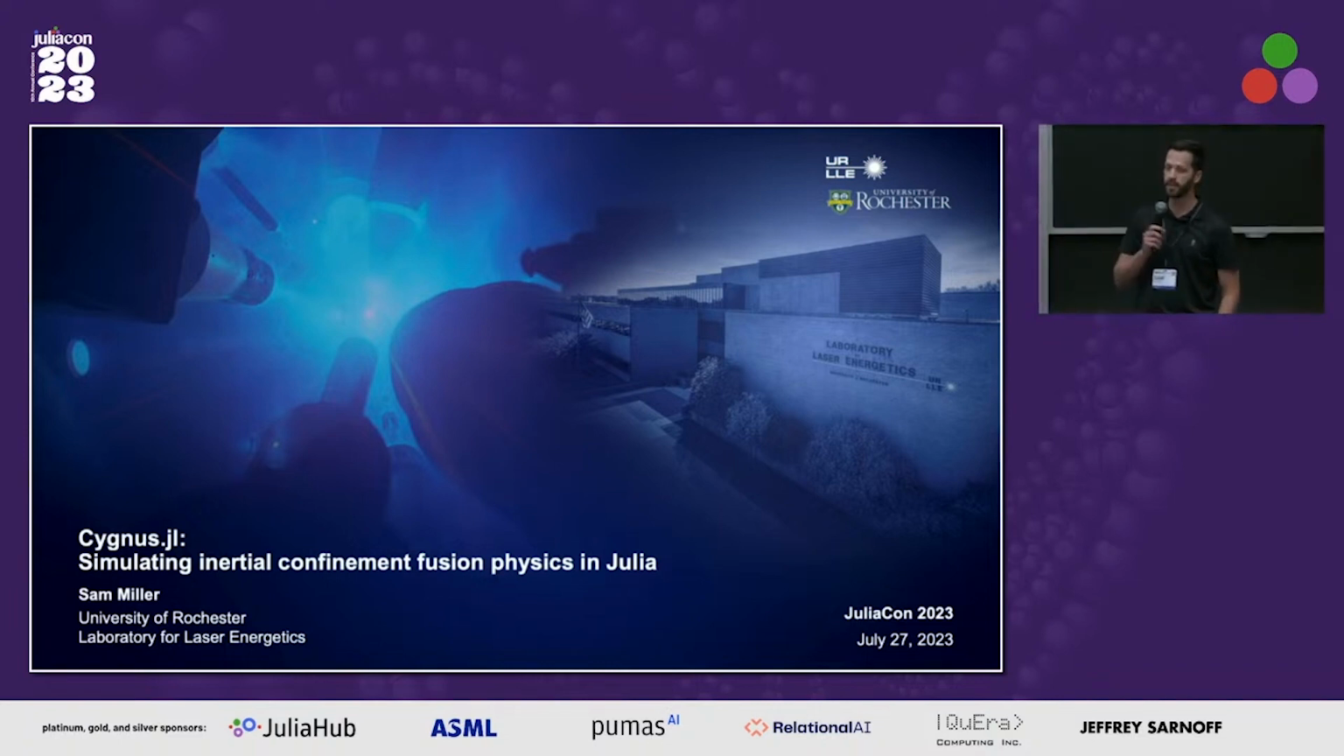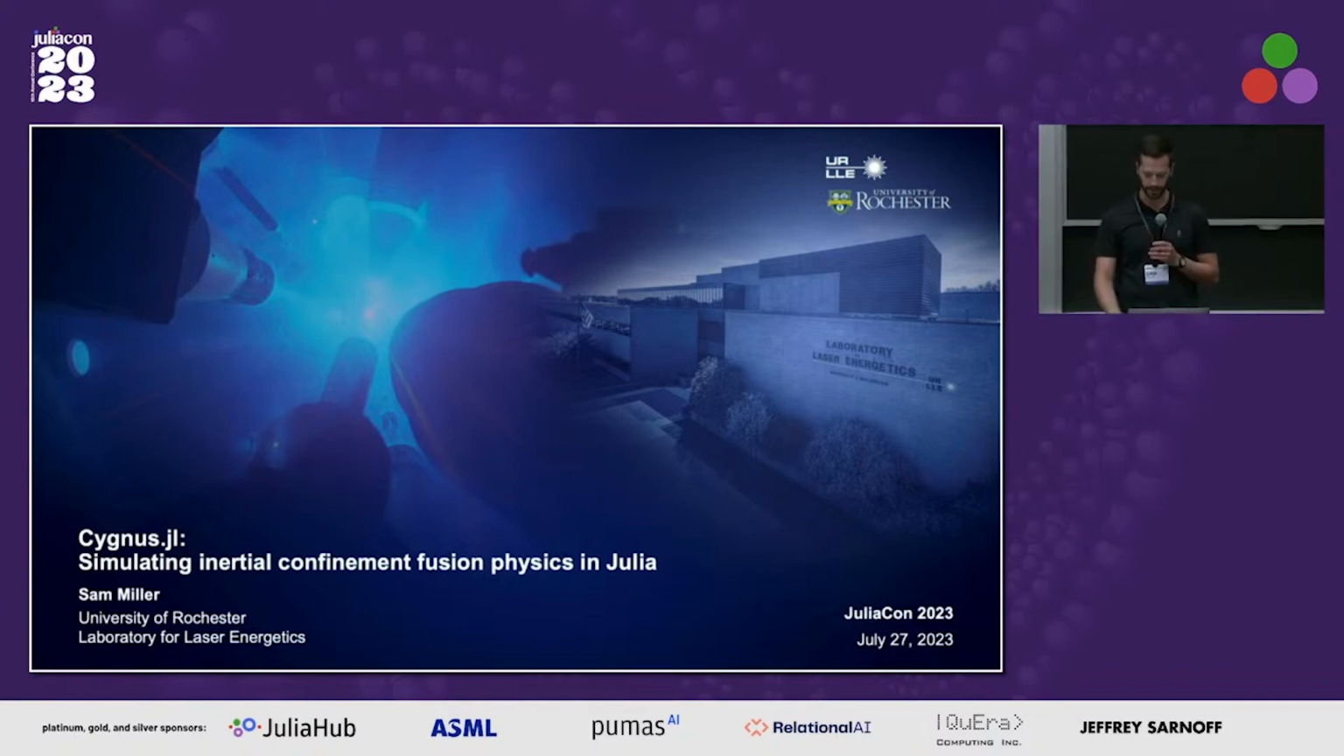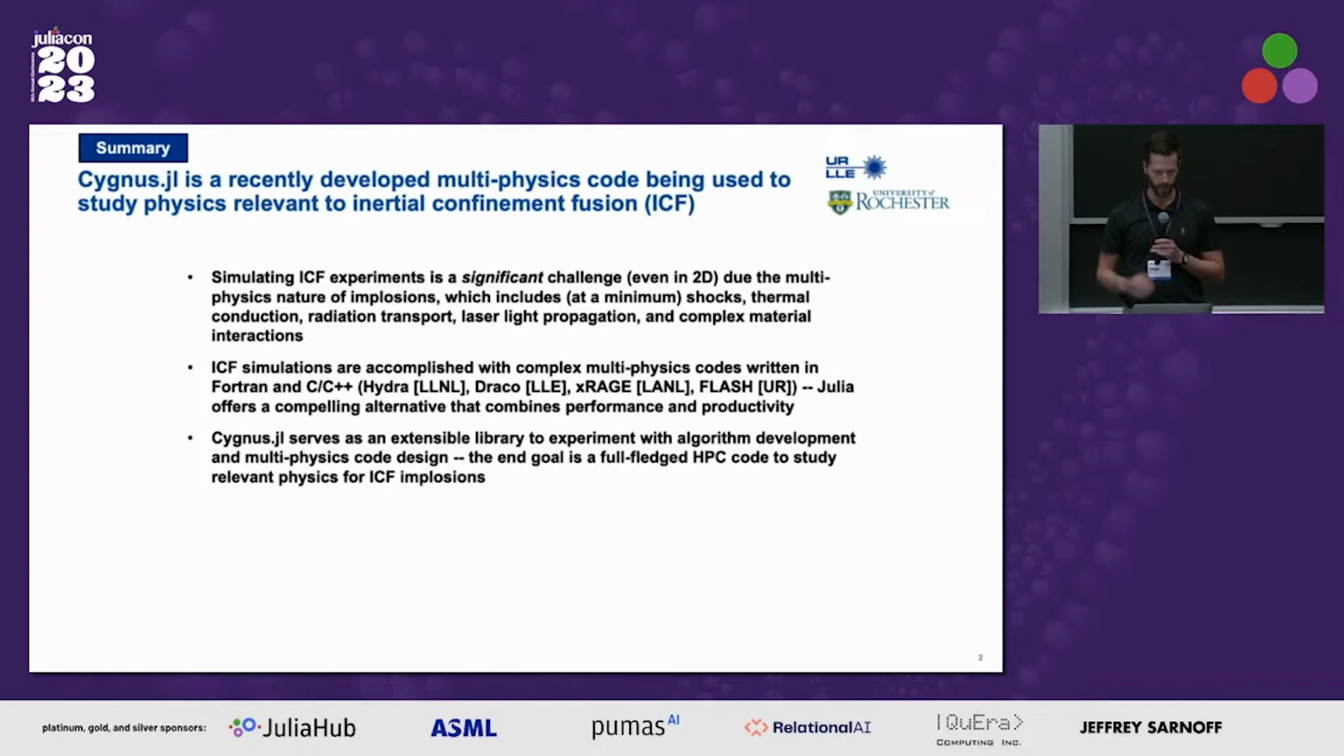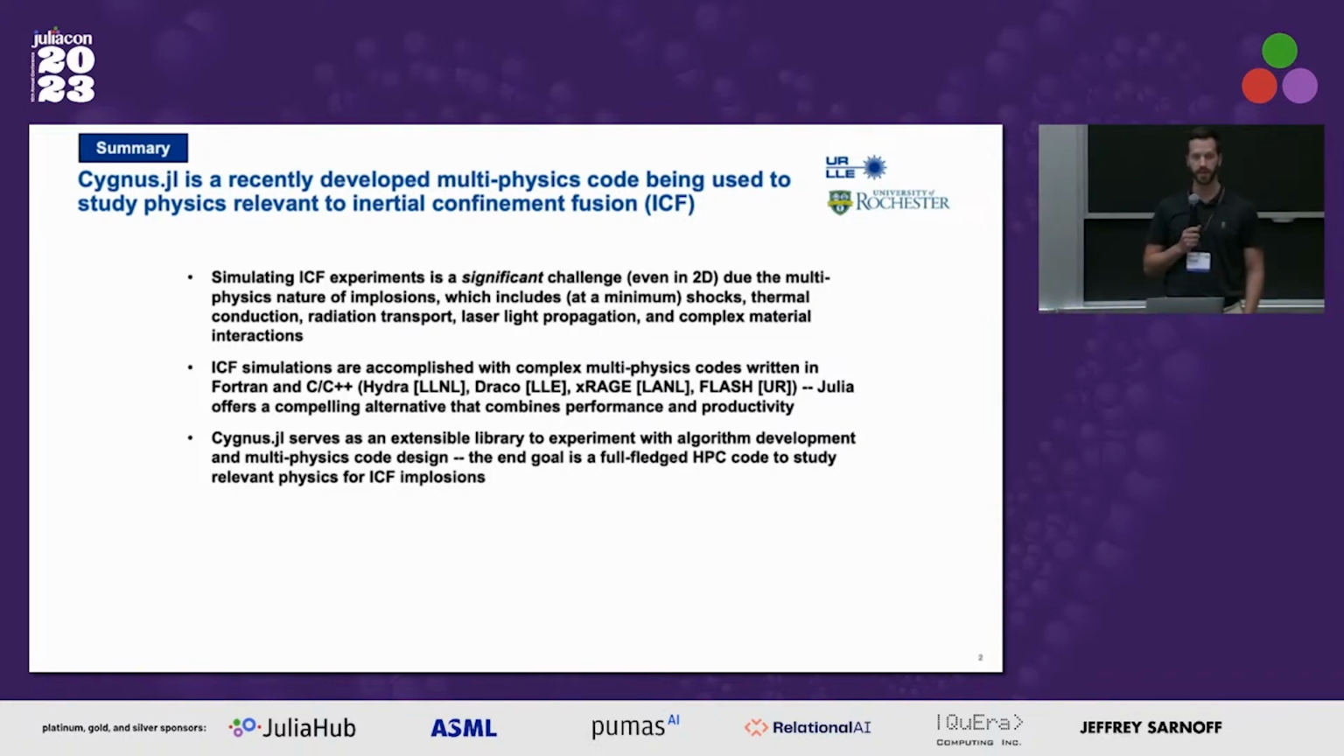I'm a computational physicist at the University of Rochester, and I'll be talking to you today about simulating inertial confinement fusion physics in Julia. So the package that I wrote is called Cygnus. It's a recently developed multi-physics code that we're using to study physics relevant to inertial confinement fusion, often called ICF.